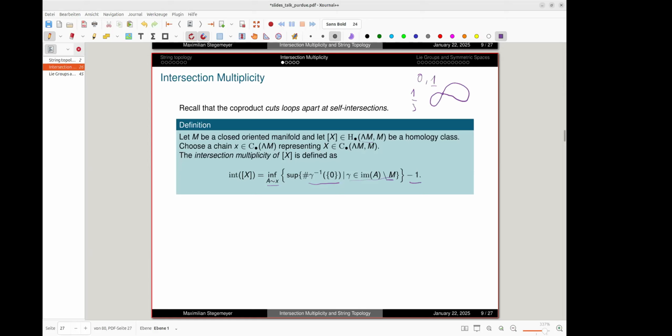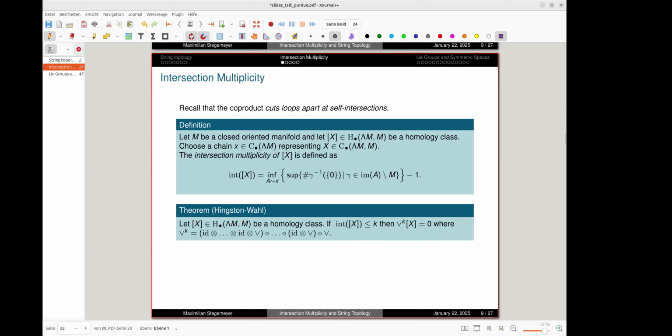Now the idea is that if we have very low intersection multiplicity, then there's not so much to cut apart, and then the coproduct should behave in a certain way. And this is made precise by Nancy Hingston and Nathalie Wahl, and they show the following.